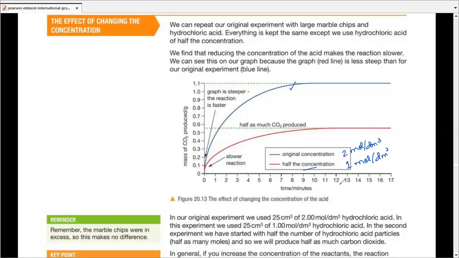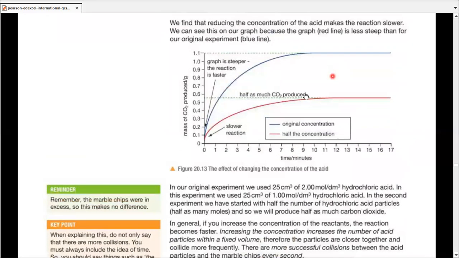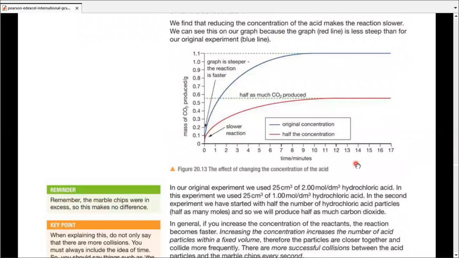right? Remember, a reminder over here tells us that the marble chips were in excess, so this makes no difference. So in the second experiment, since we started off with half the concentration, we have the graph ending up at half the line. So you would notice this point and this point are exactly half of one another. Also, these distances are almost the same as well. I hope that makes sense, right?